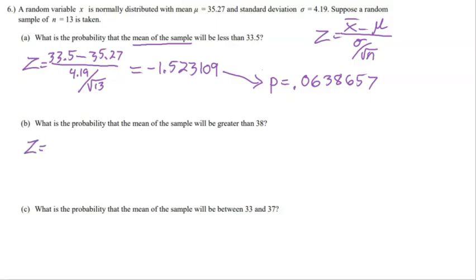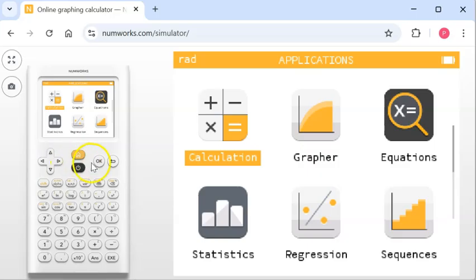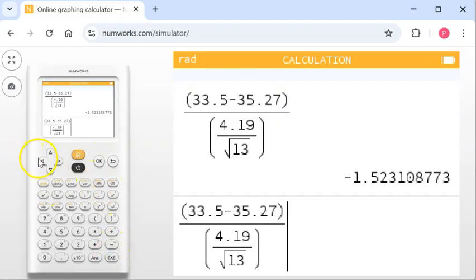So z equals 38 minus 35.27 divided by the same standard deviation, 4.19, over the square root of the same sample size, 13. The only thing we're changing is the 38. That's it. When we go to the calculator, let's go to the home button, then up to the calculator, hit OK. I can use the same calculation I used last time.